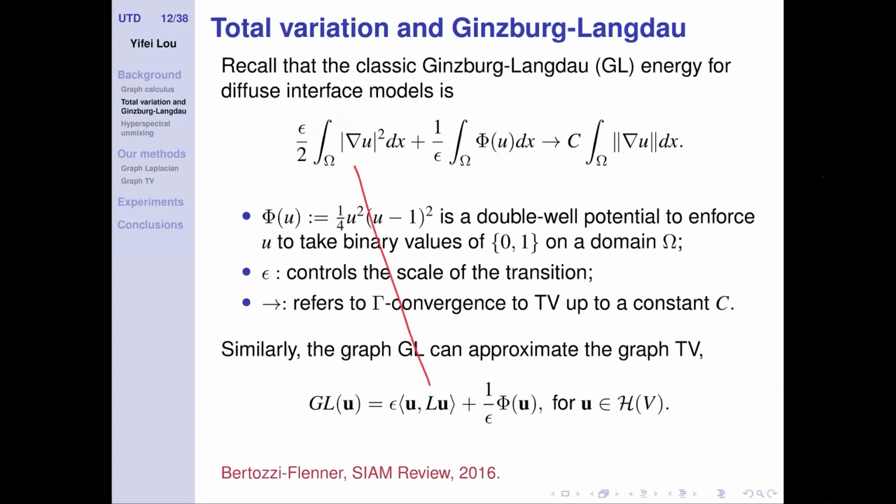So the H1 semi-norm can be written as the inner product between U and the Laplacian of U. And then the double well, we can also have on the graph. Just to revise, this is the Ginzburg-Landau on the graph, using the graph settings that we discussed.